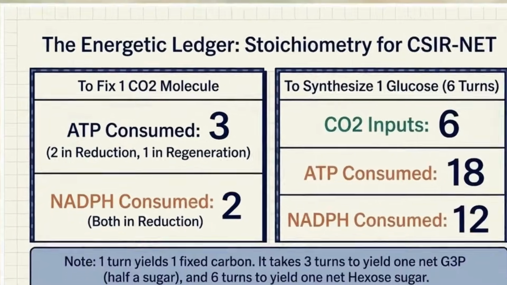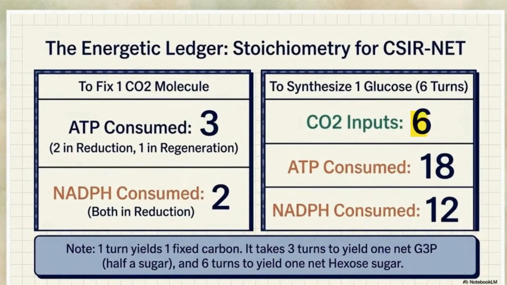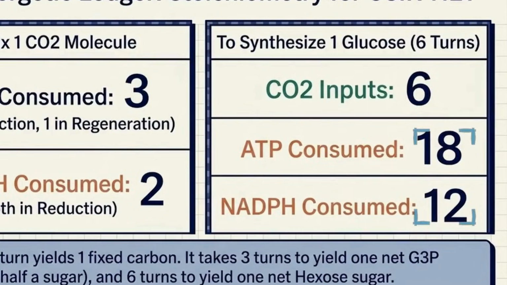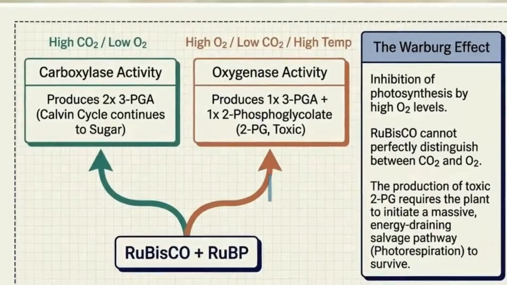To see the macro goal, we extrapolate that math. Creating a single 6-carbon hexose sugar, like glucose, requires 6 full turns of this cycle. That sets the baseline for C3 plants: 18 total ATP and 12 total NADPH to synthesize 1 glucose molecule.